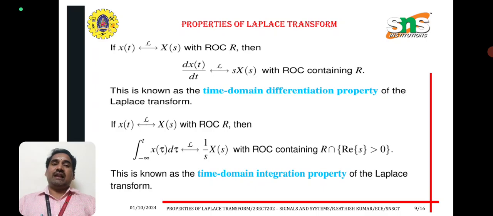Time domain differentiation property. x of t Laplace transform pair with X of s, then d by dt of x of t Laplace transform pair with s into X of s. Time domain integration property. x of t Laplace transform pair with X of s, then integral over minus infinity to t of x of tau d tau Laplace transform pair with 1 by s into X of s.